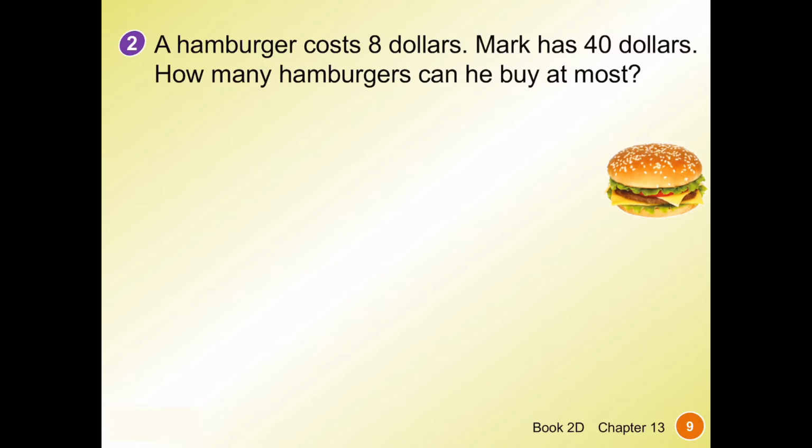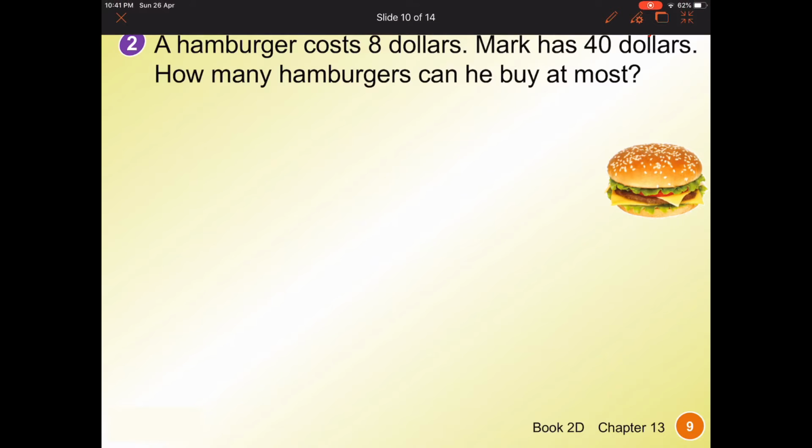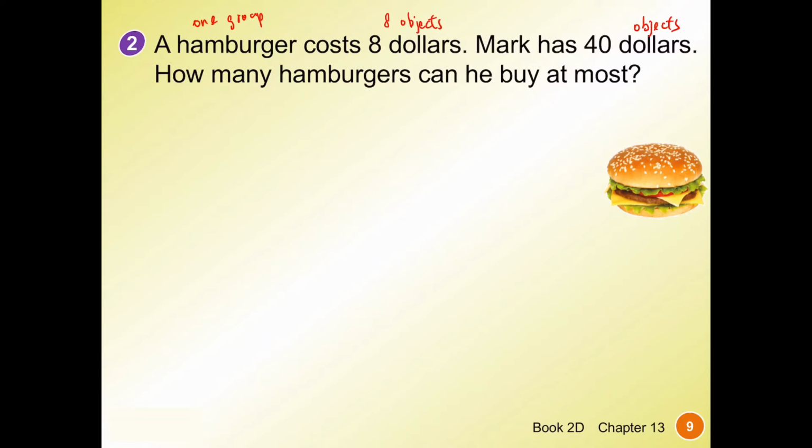So question number 2. A hamburger costs $8. Mark has $40. How many hamburgers can he buy at most? So this one we can treat the dollars as the objects, and we can treat the one hamburger as one group, and there are actually 8 objects in one group.